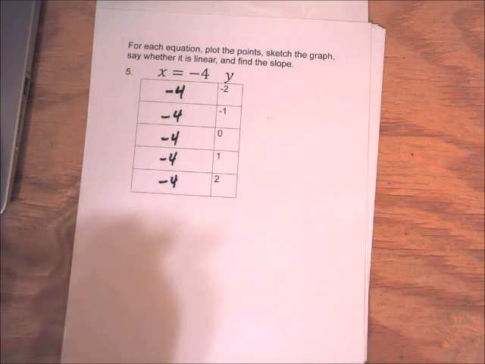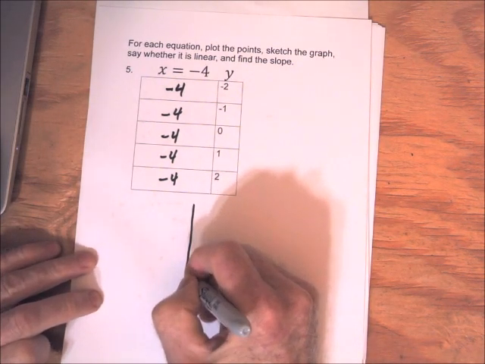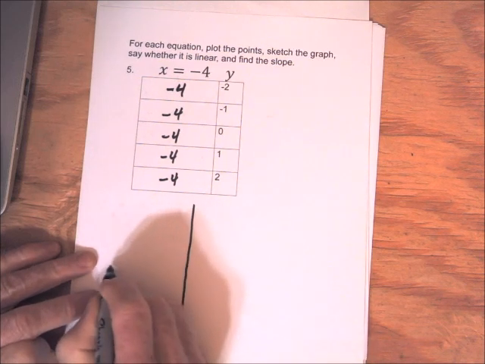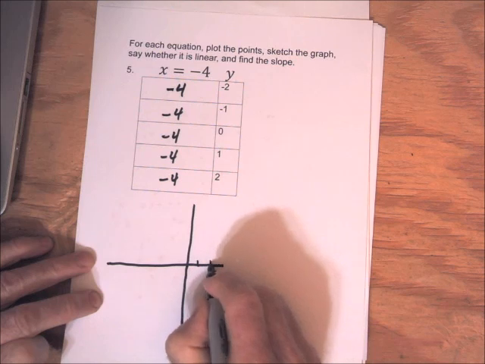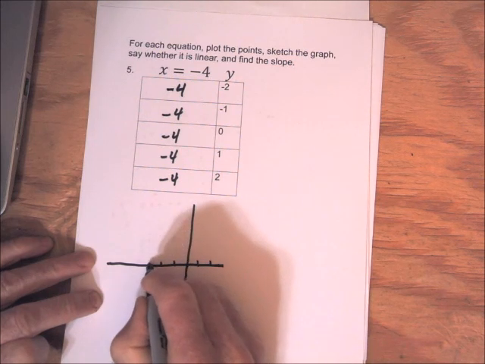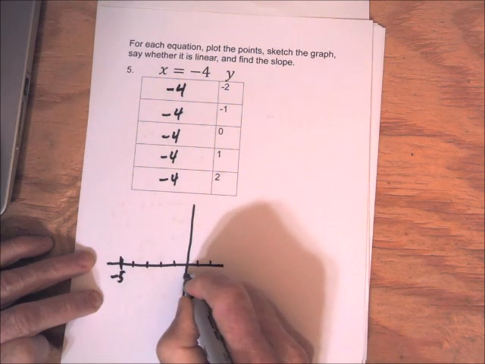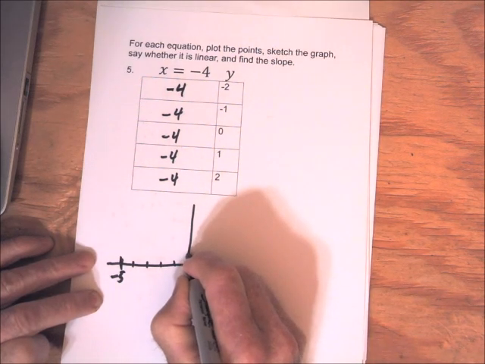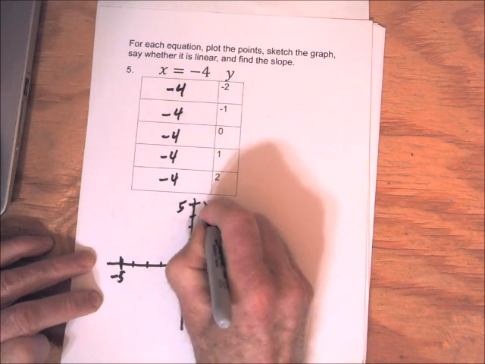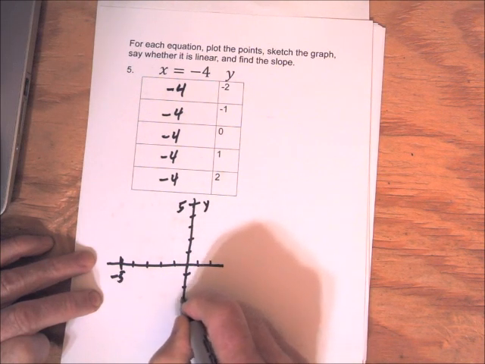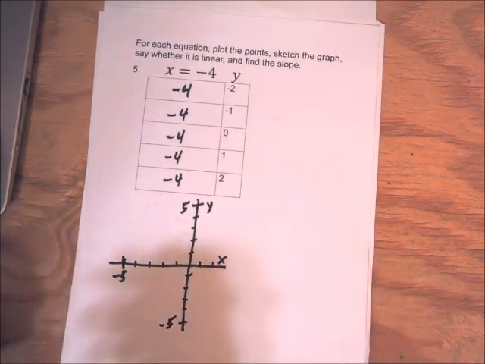And then we can draw a coordinate system and plot the points. So x goes positive to the right, negative to the left. 1, 2, 3, 4, 5, -5 there. Y is positive going up, negative going down. 1, 2, 3, 5. -1, -2, -3. Okay, so then we can plot the points.